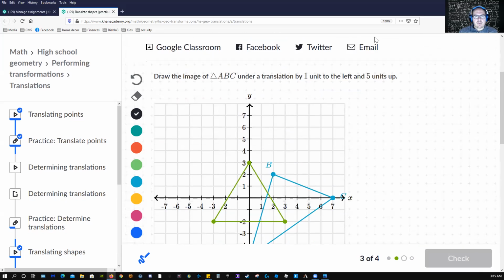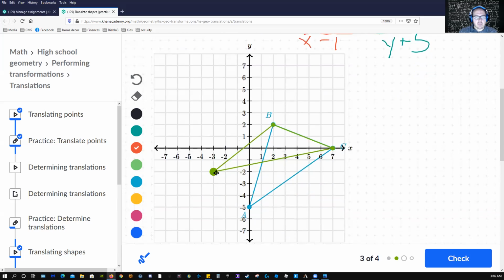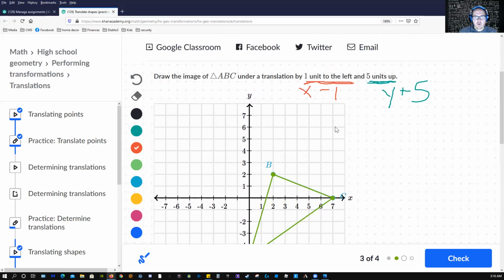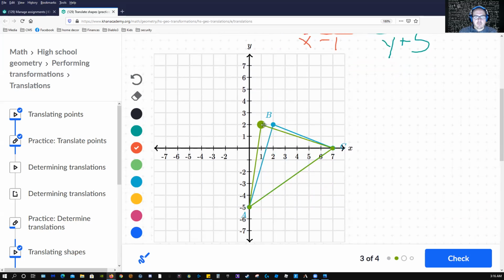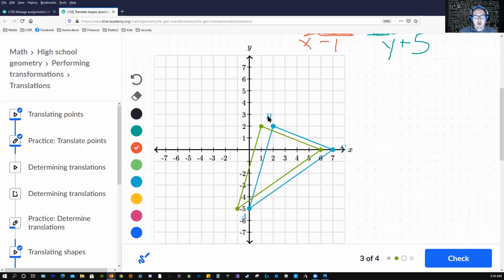So first, I noticed immediately that it says 1 unit left and 5 units up. Okay, so 5 units up means we're going to take the Y and add 5. 1 unit left means we're going to take the X and subtract 1. So let's see what that means when we move these things. I'm going to drag these dots right on top of the original shape. Everything goes left by 1, left by 1, left by 1, left by 1. Check.